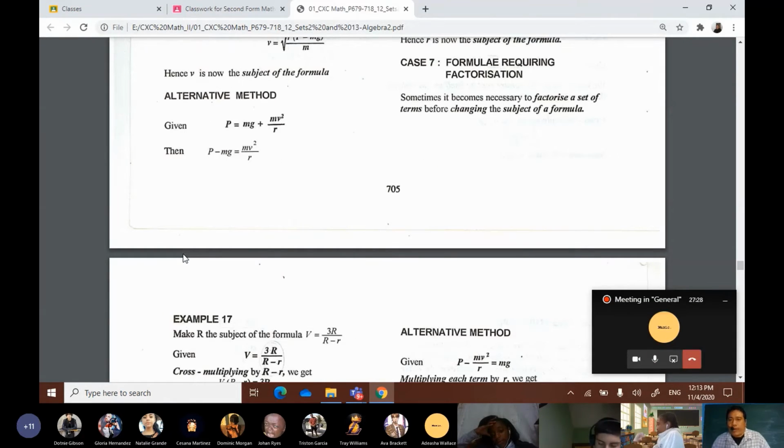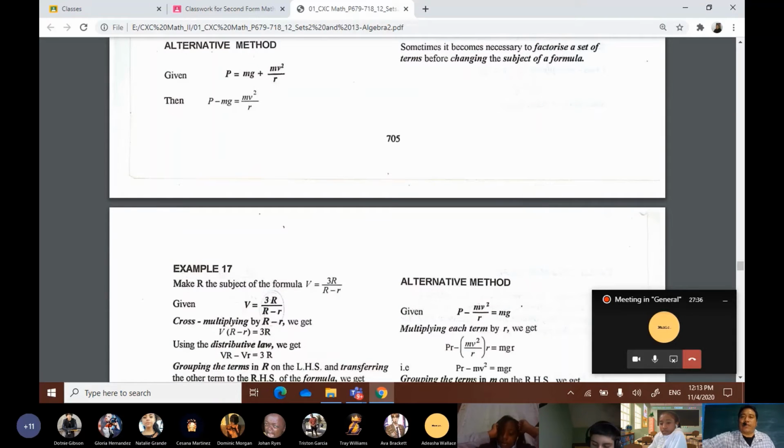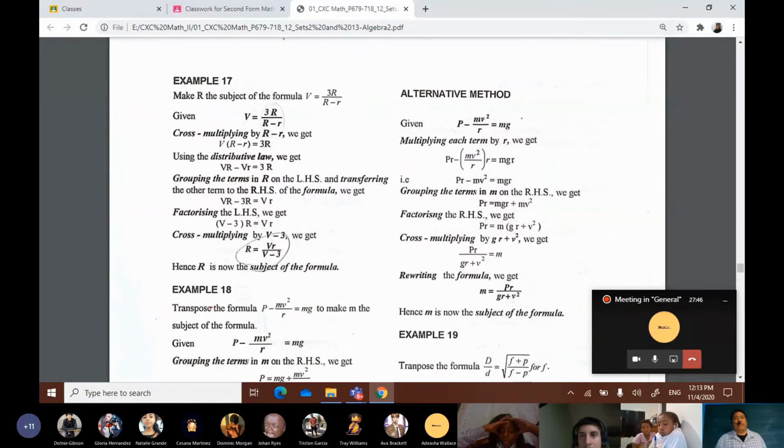Formula requiring factorization. Sometimes it becomes necessary to factorize a set of terms before changing the subject of the formula. Let me give you an example. 17. Make r the subject of the formula. V equals 3 capital R over capital R minus small r. So we're given capital V equals 3 capital R over capital R minus small r.